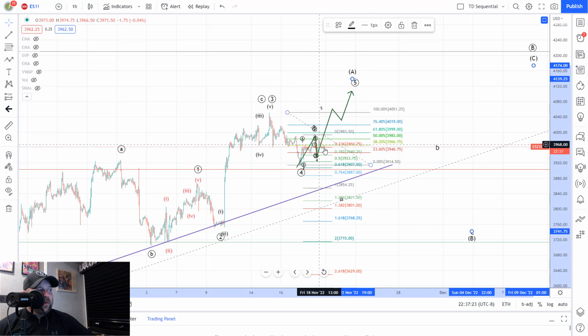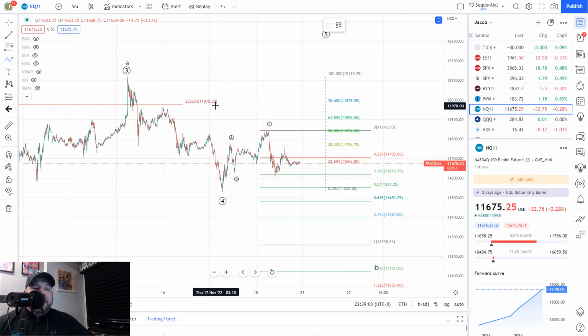Based on the structure and what I see, I do think that is the case, and we'll see the move down toward the 3,800 area first, and then A wave, and then B and C down to 3,700. But again, watch 4019. That should be your key indicator level of if they're going to fail the move to the downside.